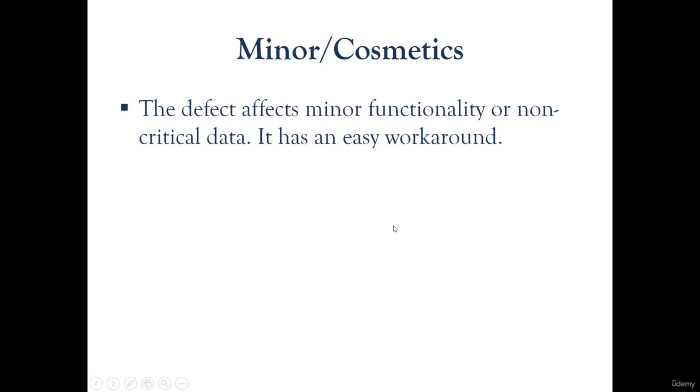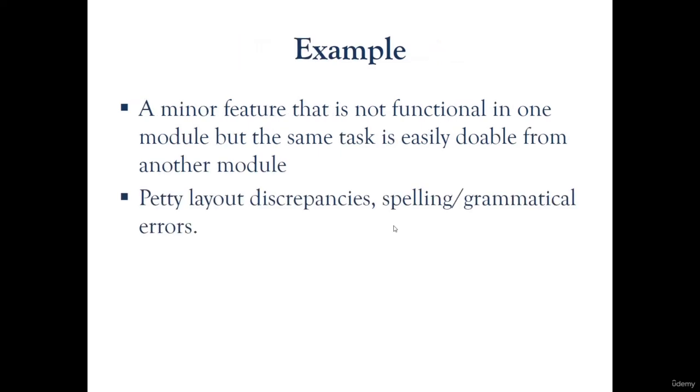Minor or cosmetic defects are basically defects affecting minor functionality or non-critical data. They have an easy workaround. For example, a minor feature is not functional in one module, but the same task is easily doable from another module. Let's take the example of petty layout discrepancies or spelling or grammatical errors. These are real-time examples of your minor defects.